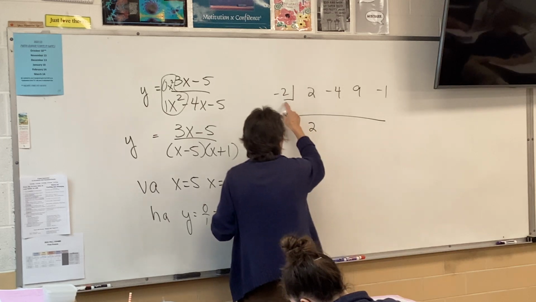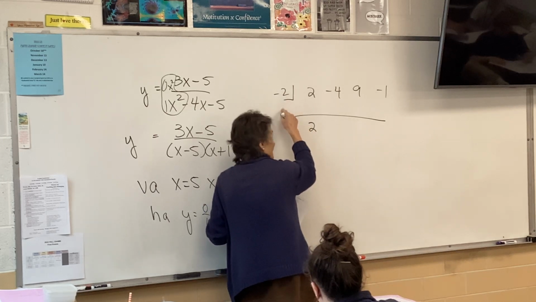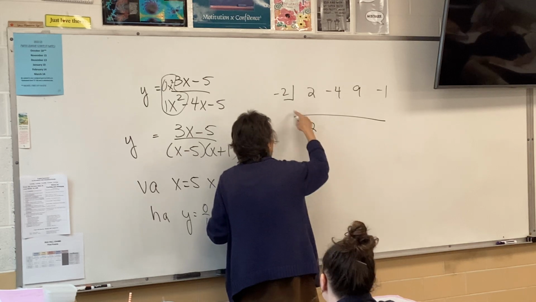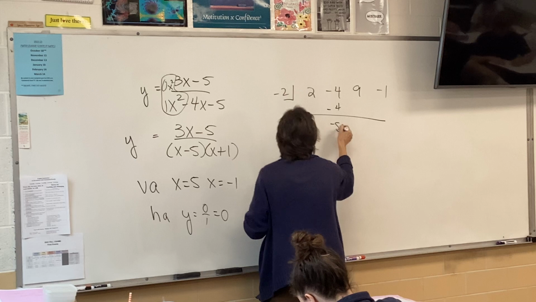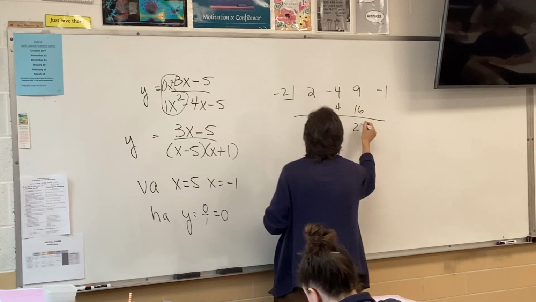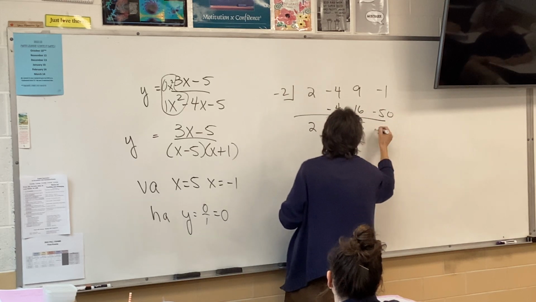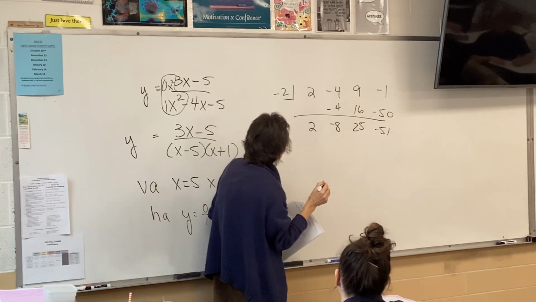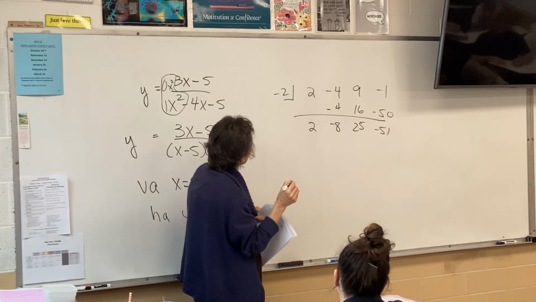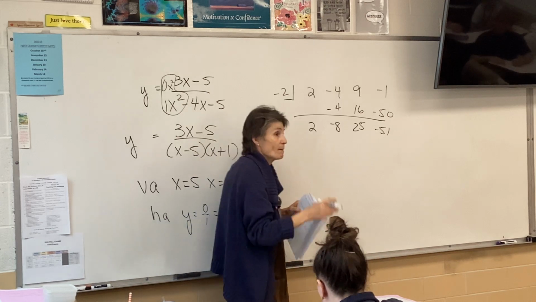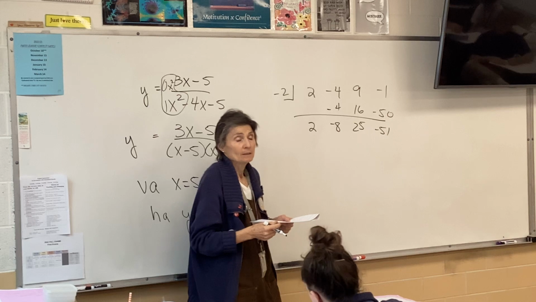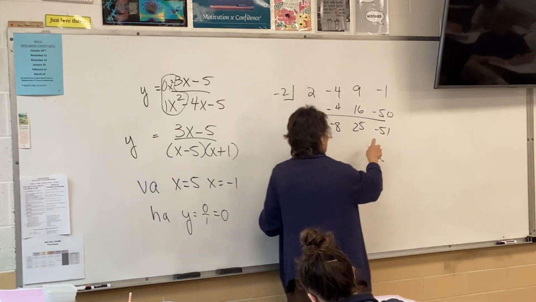Since I'm dividing by x plus 2, I got the -2 in the box. Drop this 2 straight down, and then here we go. Oh my, did I do that right? That's right. So what's my remainder? -51. That number right there is the remainder.